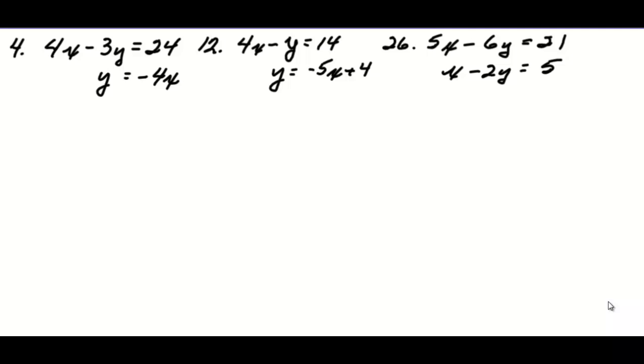In Chapter 8.1, we learned how to graph a system of equations. In Chapter 8.2, we learned the addition system for solving a system of equations. Now in Chapter 8.3, we're going to use the substitution method for solving a system of equations. I'm going to put three examples up here that are on page number 603.